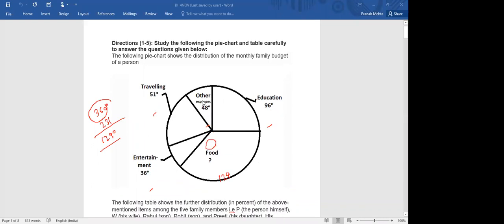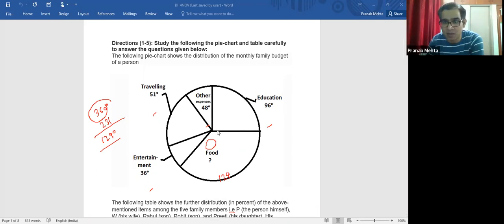This complete circle represents 360 degrees. Already we know education represents 96 degrees, other expenses 48 degrees, traveling 51 degrees, entertainment 36 degrees. Food data is not there with us. Since we know this complete circle is 360 degrees, we add the rest of them. Once we add them, we get 231 degrees. So out of 360 degrees, these all represent 231 degrees, and we get 129 degrees. So we know that 129 degrees represents food. Is this part clear with all of you?